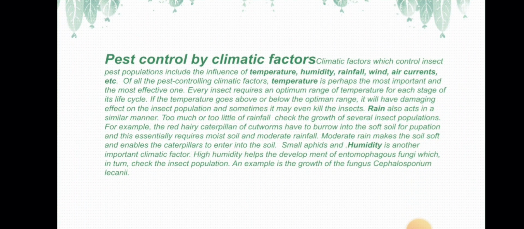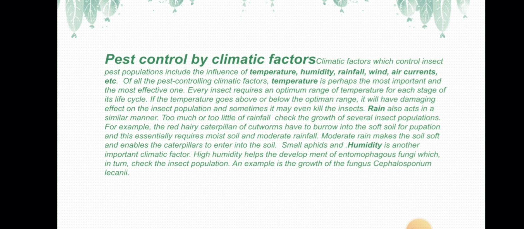So, the pest control by climatic factors. What are the factors here? Climatic factors, we all know what they are. They are temperature, humidity, rainfall, air current, etc. Taking each, the first one is temperature. All organisms need an optimum range of temperature at each stage of their life cycle. If it goes above or below the optimum range, it will damage the insect population and sometimes it may kill the insects.